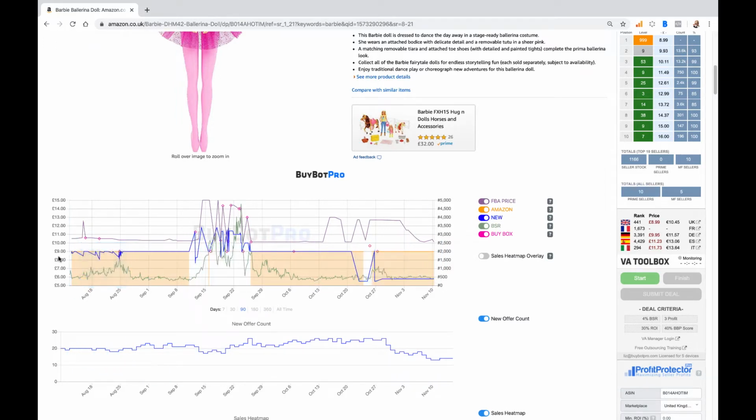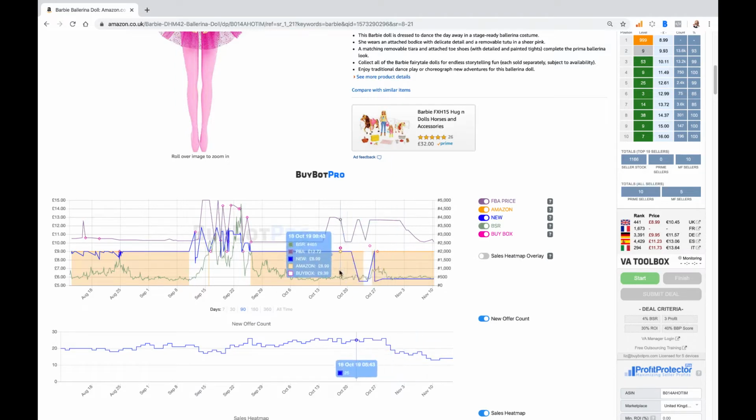On the chart, on the axis here, you've got the price of the product, you've got the date along the bottom, and you've got the BSR number on the right hand side. The BSR number relates to how quickly a product is selling. So the lower the BSR, the quicker it is selling. A BSR of 0 is better than a BSR of 5,000 or a BSR of 1,000,000 or whatever, because it can go very high.